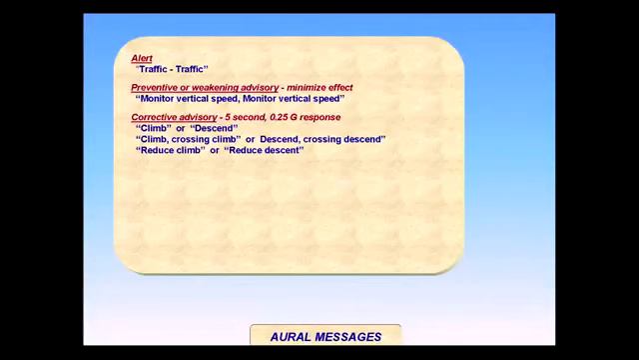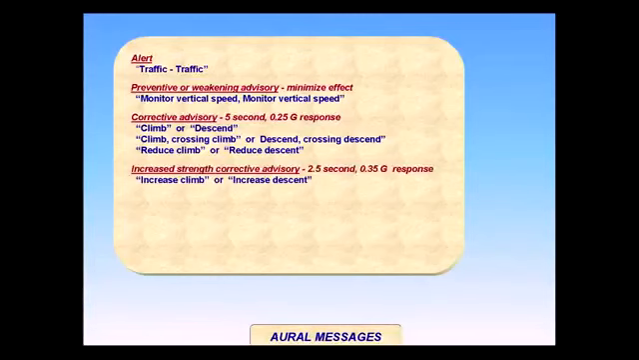These messages require response within 2.5 seconds using a controlled 0.35 G pitch rate. This is a pitch rate of approximately 3 degrees per second and is usually caused by a maneuvering threat.